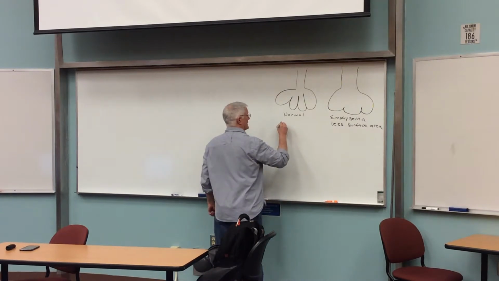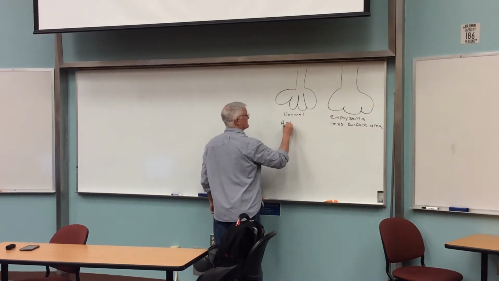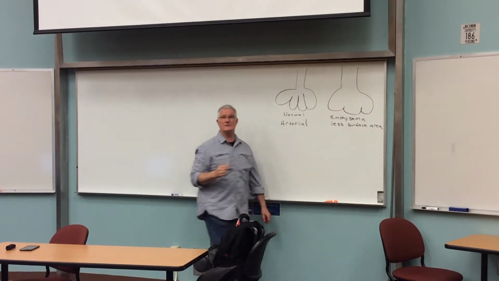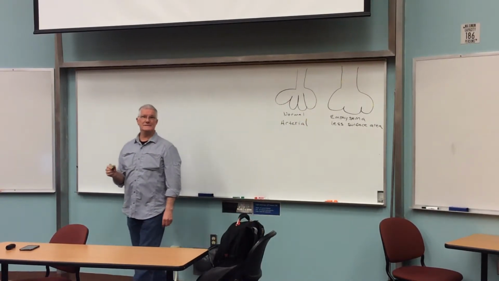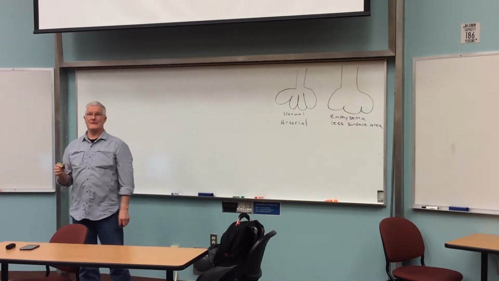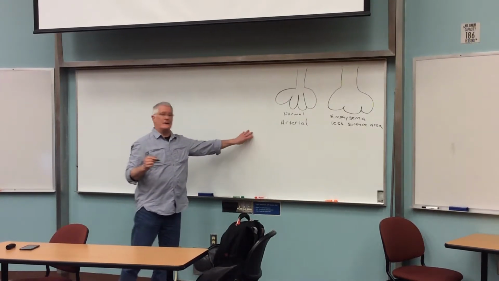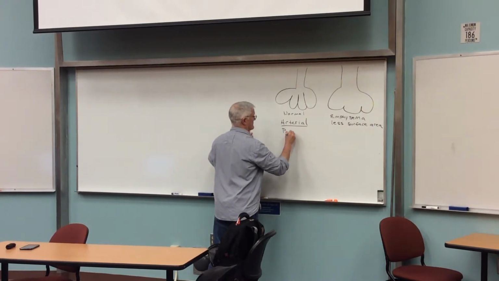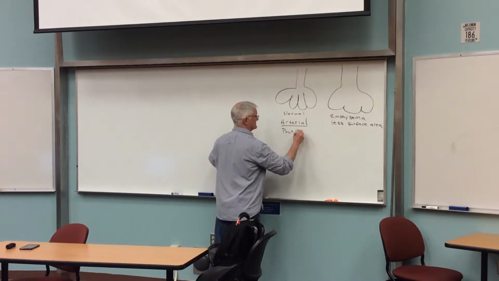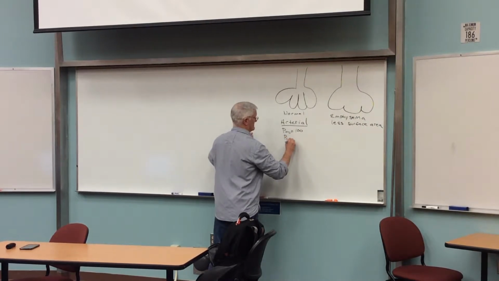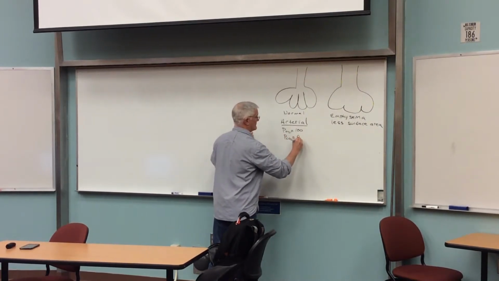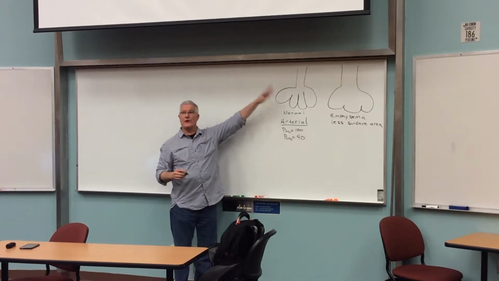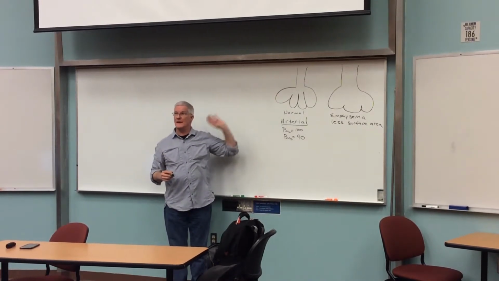We know that normally in arterial blood, has anybody memorized yet the PO2 and PCO2 values for arterial blood? PO2 is 100 millimeters. Good. And what's the PCO2 value? 40. Awesome. So that's normal for us because of all that surface area we have for good external respiration.